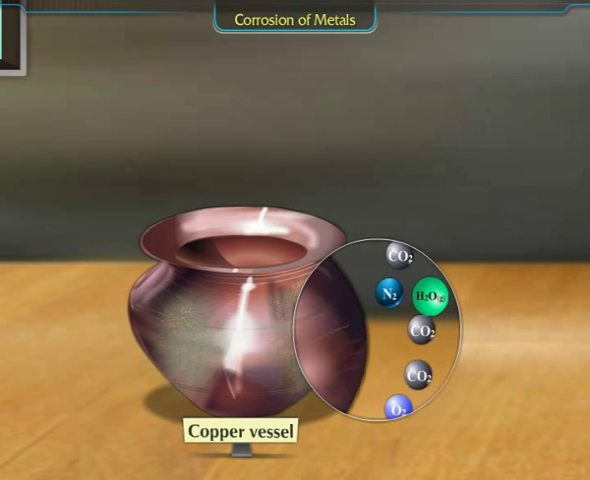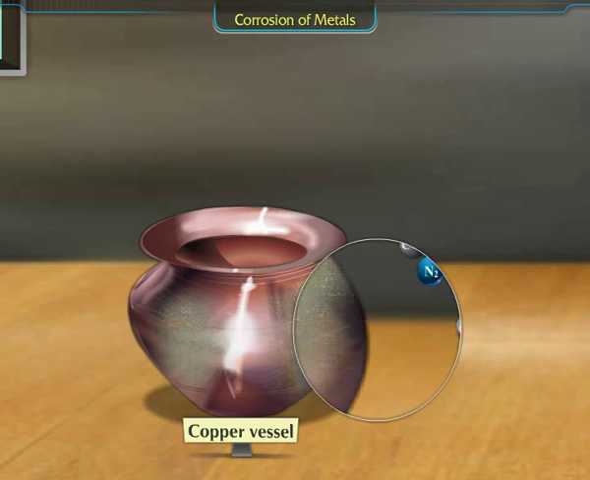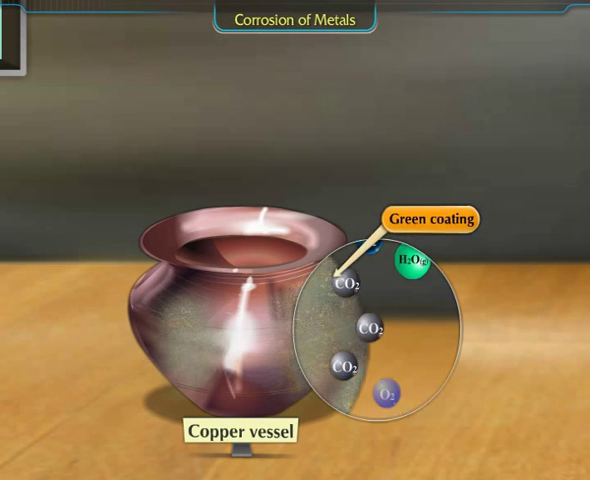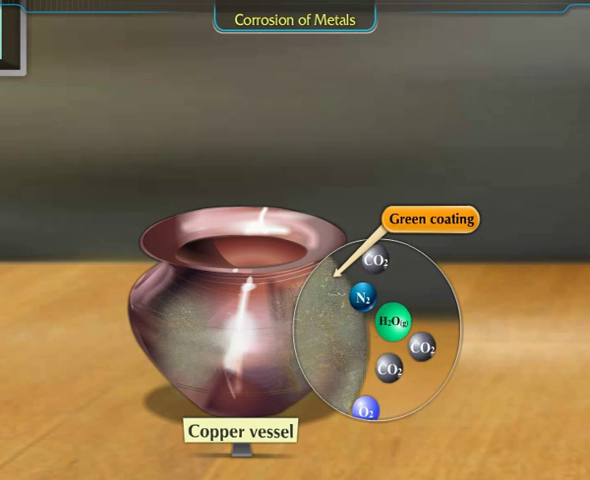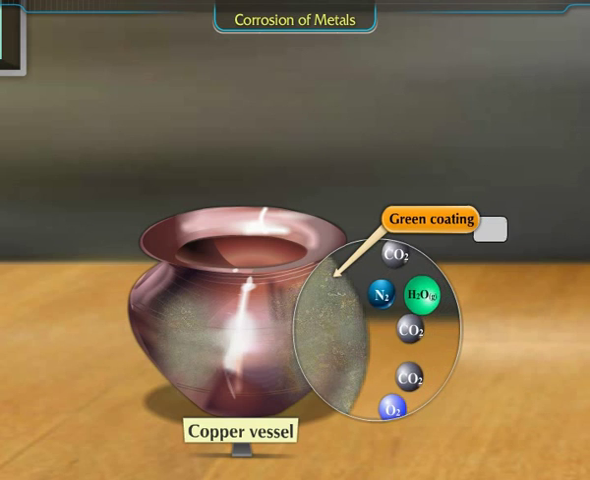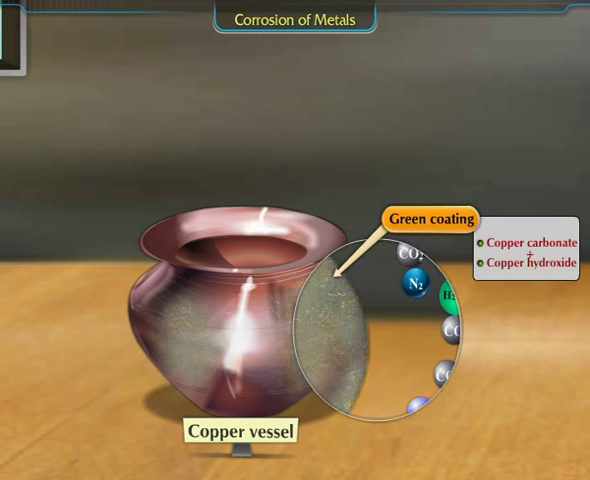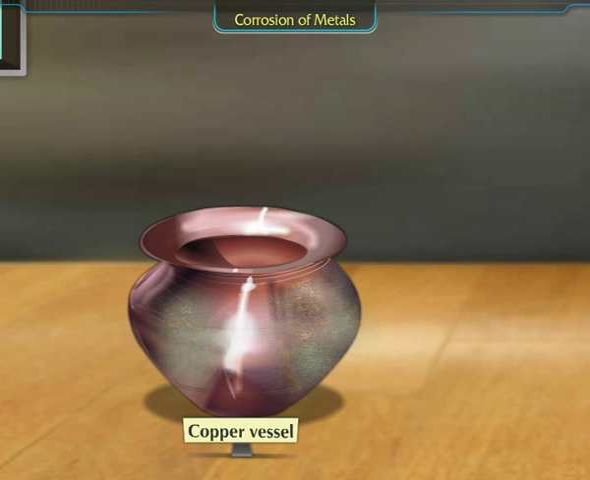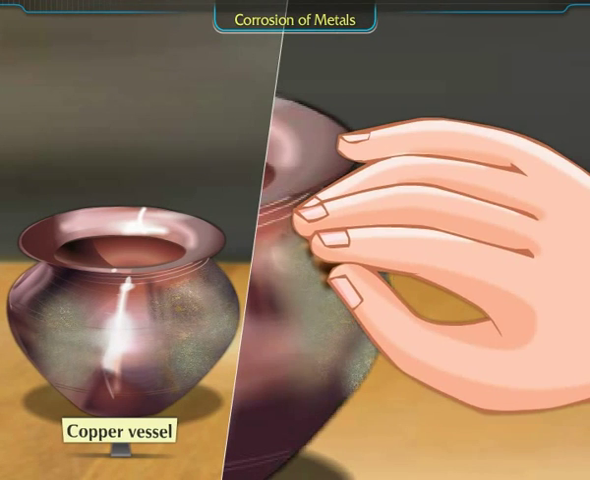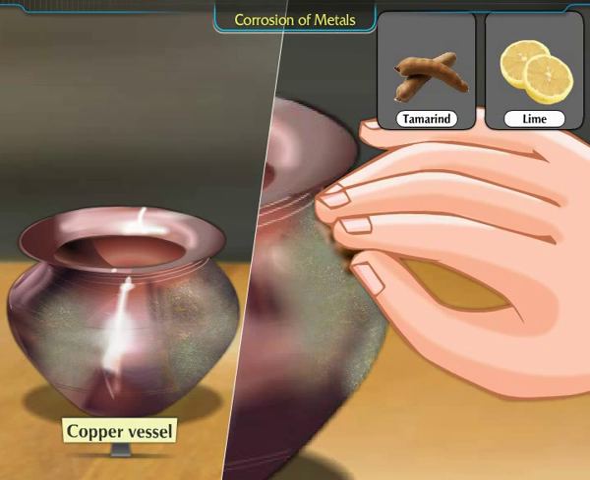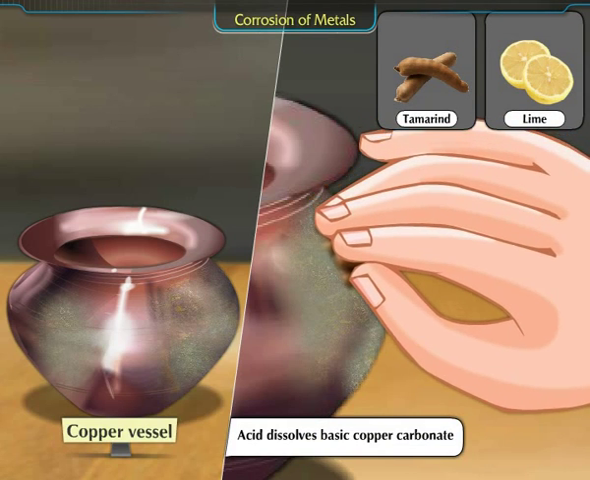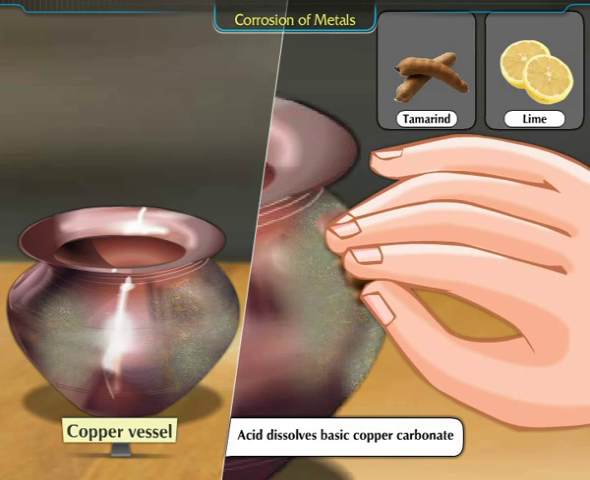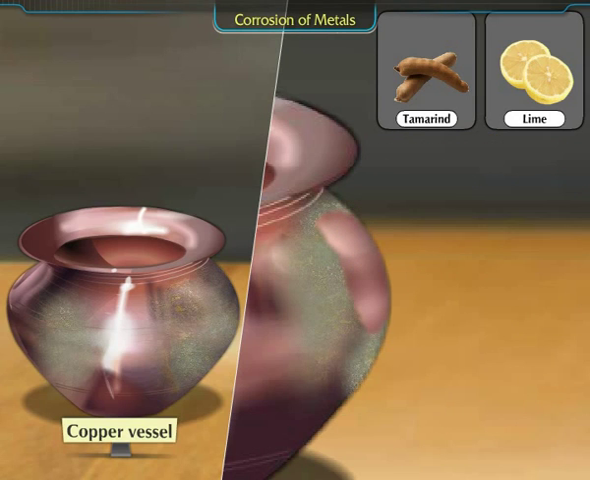Copper reacts slowly with the carbon dioxide and water from the air to form a green coating. This coat is actually a mixture of copper carbonate and copper hydroxide. Therefore, it is basic in nature. When such corroded copper vessels are rubbed with substances like tamarind or lime, the acid present in them dissolves the green-colored basic copper carbonate. This makes the copper vessel regain its shine.